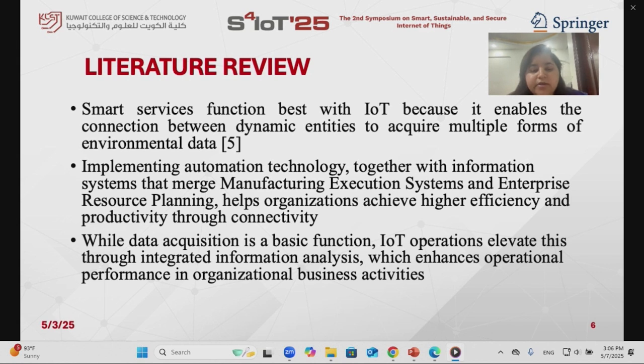Next, in the literature part, data acquisition is the basic function of IoT operation, which is evaluated through integration and information analysis.